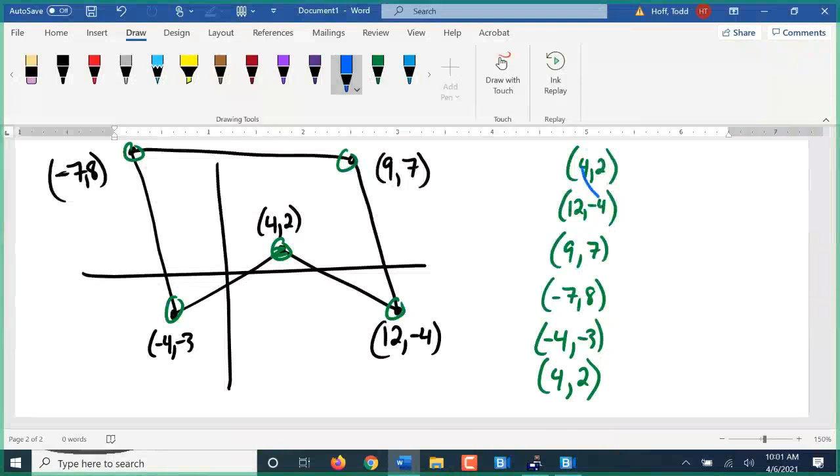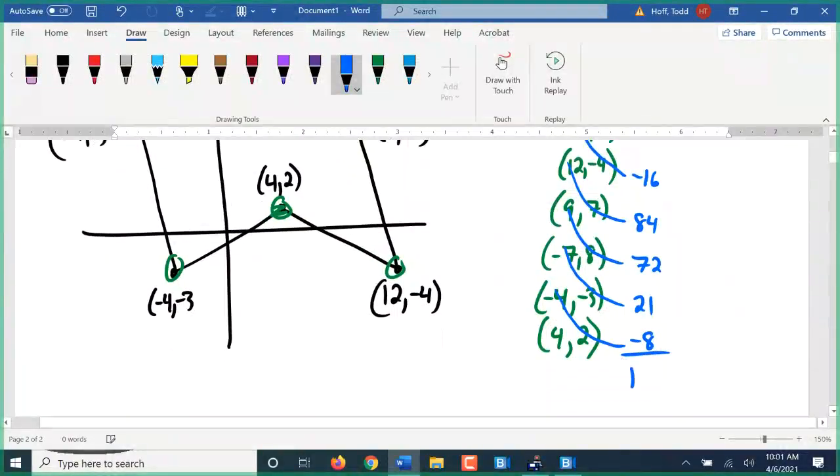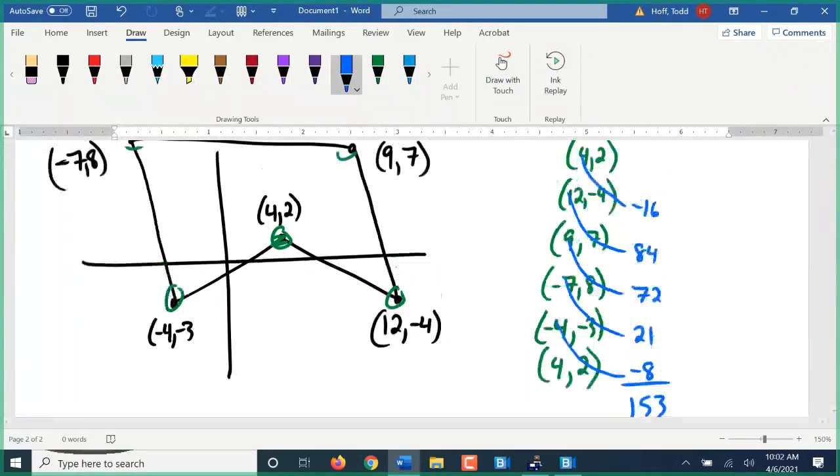Now we've got 4 times -4 is -16. 12 times 7 is 84. 9 times 8 is 72. -7 times -3 is a positive 21. -4 times 2 is -8. So we have to add those all up. That gives us, I believe, 153. Looks good to me. Let's go the other direction now.